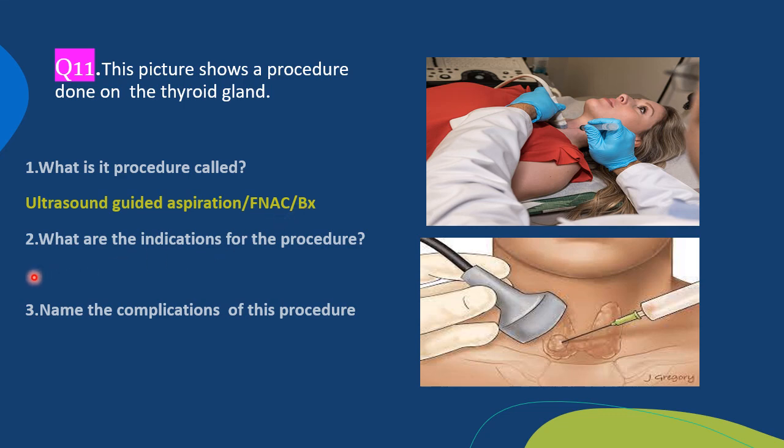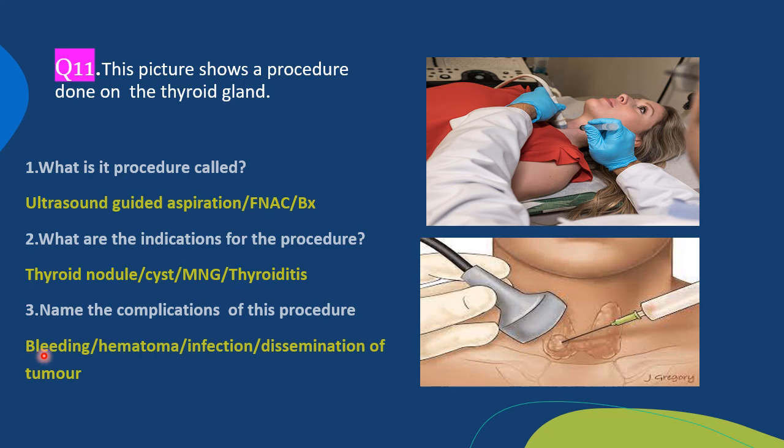What are the indications for the procedure? Presence of a thyroid nodule or cyst, multinodular goiter, thyroiditis. These are the indications. Name the complications of this procedure: bleeding, hematoma, secondary infection, and if it is a tumor, dissemination of the malignancy. Okay, here again you see the probe here, the nodule here, and you aspirate.